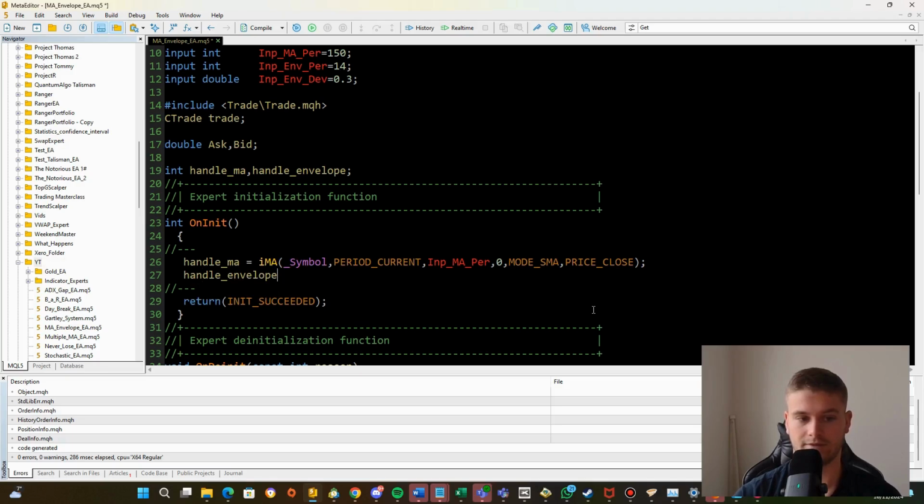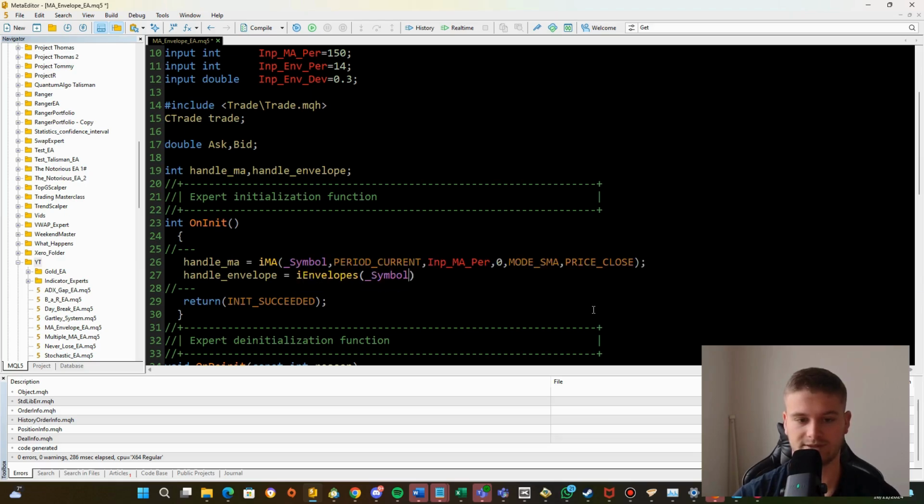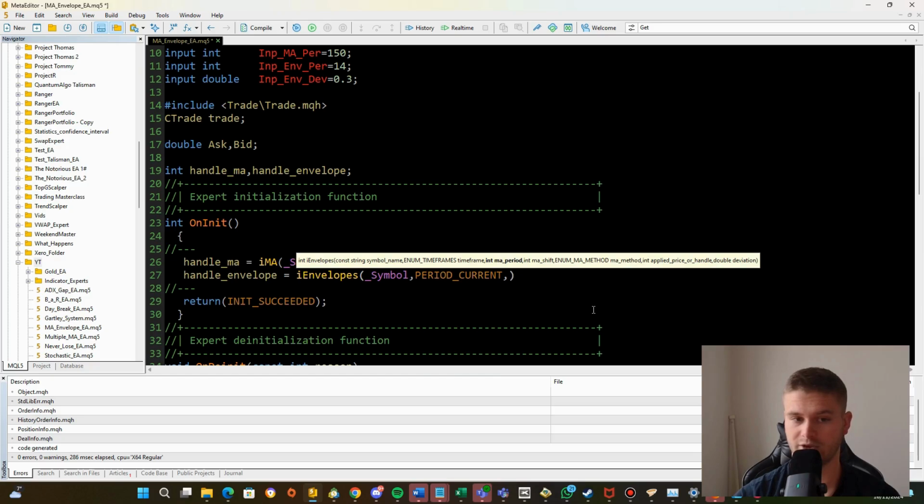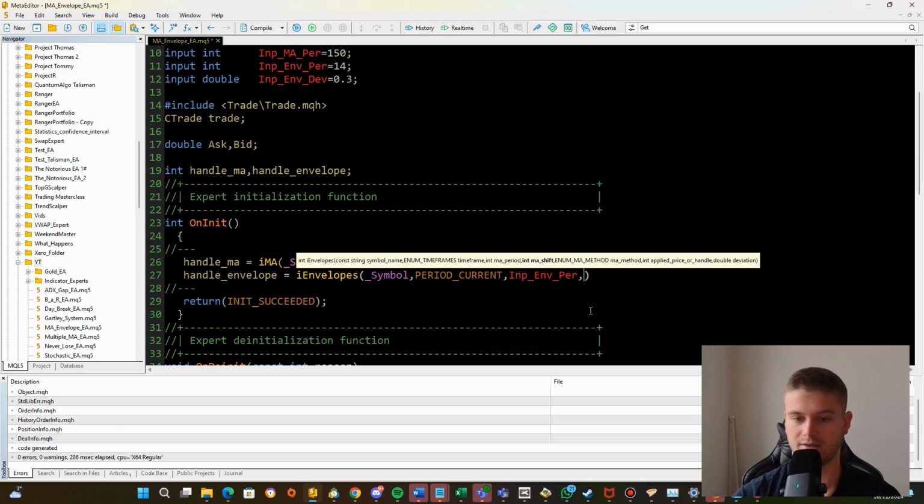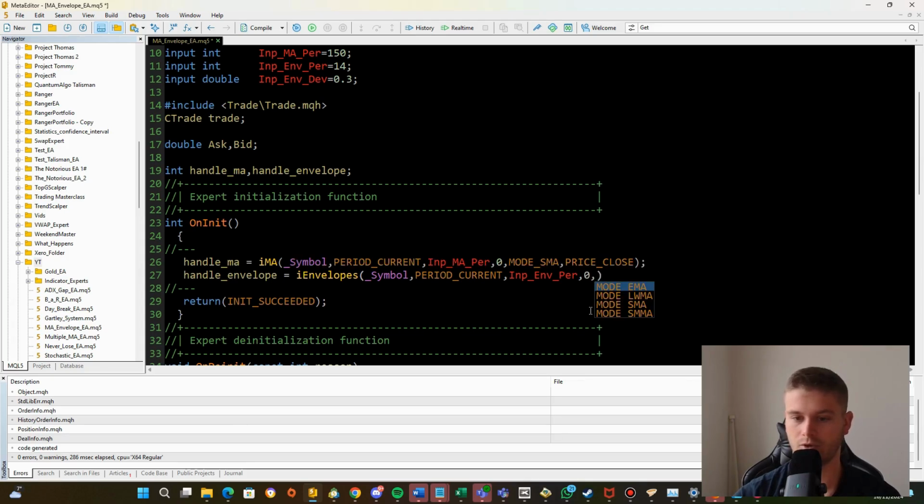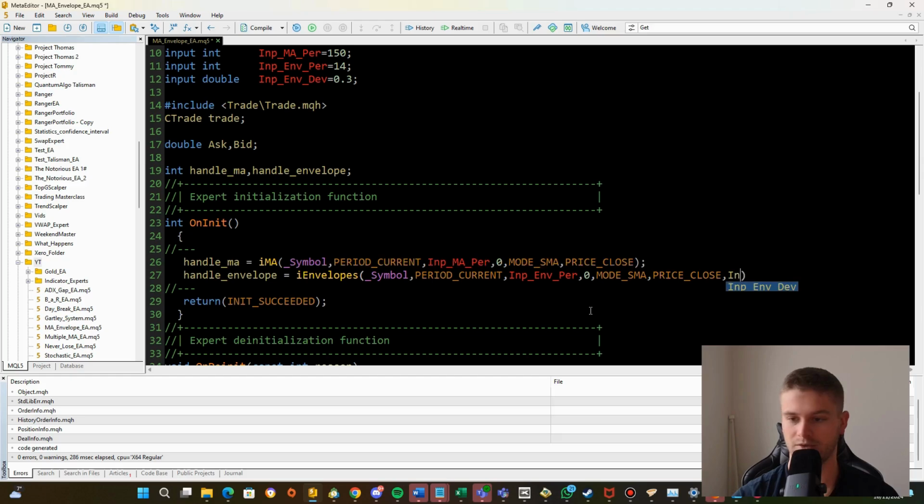So now let's do the same for the envelope. So handle envelope is equal to iEnvelopes for the symbol, period current, moving average period will be equal to input envelopes period, shift is 0, mode, let's also do simple moving average, price close, and deviation is equal to the input envelopes deviation. Perfect, so far so good.